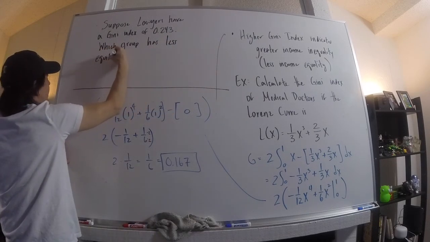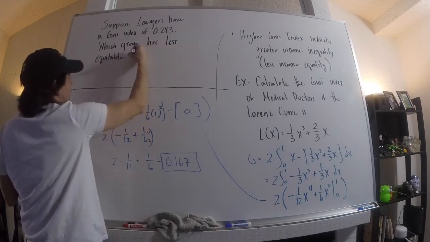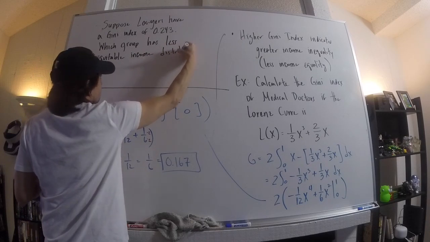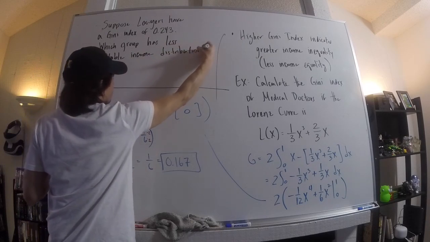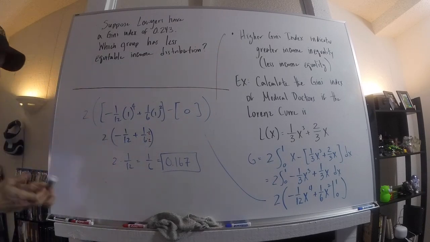Equitable means fair and equal. This is less equitable, less fair. And I think I borrowed that phrasing from the homework assignment so that we could look at it in the notes and grapple with it together.